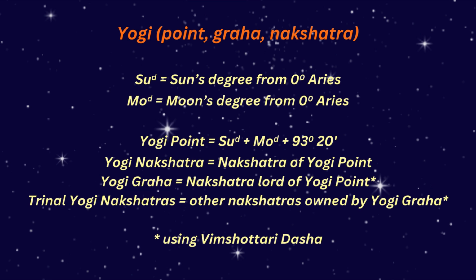Vimshottari Dasha system. Since there are 27 nakshatras and 9 grahas, each graha rules 3 nakshatras. These 3 nakshatras ruled by the yogi graha are known as the trinal yogi nakshatras. These three, the yogi point, the graha, and the nakshatras, form the core of the yogi triad.